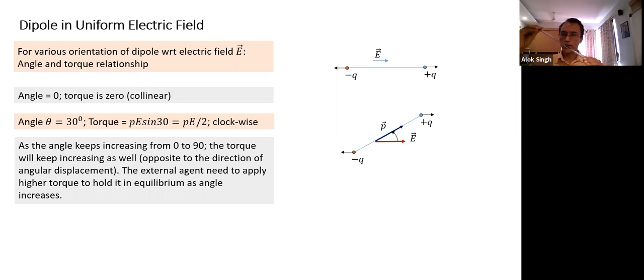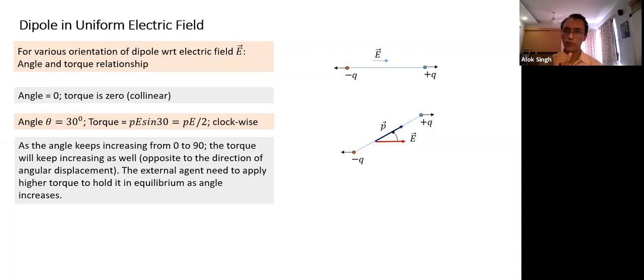As the angle keeps increasing, the external agent also needs to apply higher torque to hold the dipole at a higher angle. So torque needs to be applied to hold it in equilibrium. As the angle increases, the external torque also needs to increase. It is very similar to what happens in terms of force. So there's something to keep any object at rest.